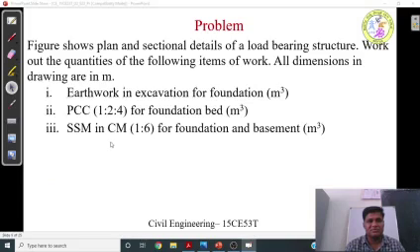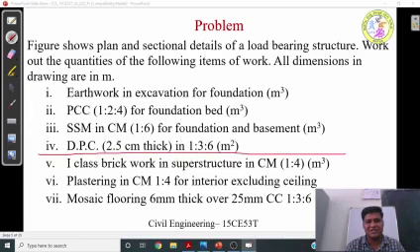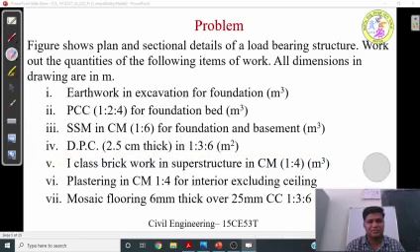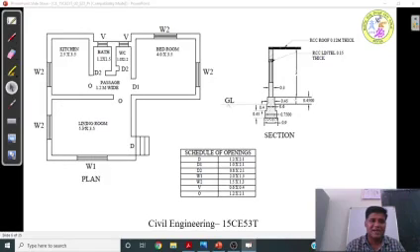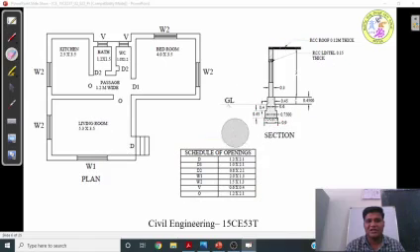So this was the problem. In the previous session I explained how to calculate the quantities using the long wall short wall method up to the DPC. So let us proceed further. And this is the plan. It's a one bedroom hall kitchen plan, and this is a section through wall, and this is called the schedule of openings, meaning the sizes of openings where we are going to deduct for brick masonry and plastering.